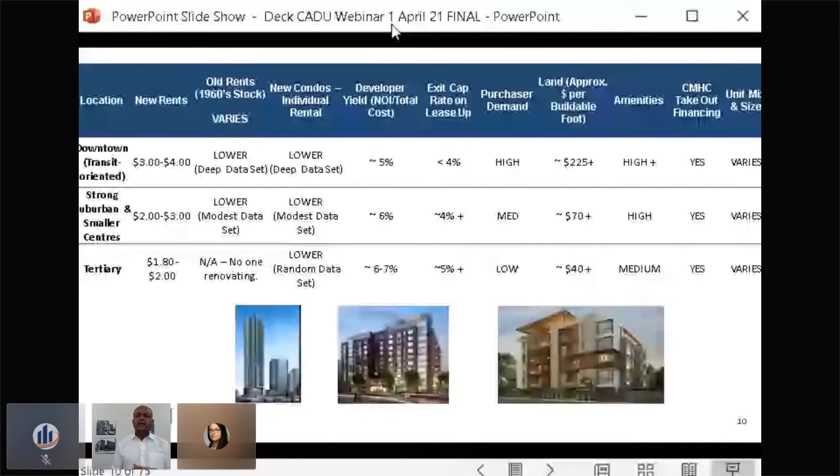Now, purchaser demand is high for the downtown product, medium for the suburban product, and lower for the tertiary markets. But your yields are higher, right? We covered land costs and the amenitization. We're going to talk about how you need high amenities in the downtown product, good amenities in suburban, and let's call it medium amenities in the tertiary markets. CMHC financing is available for everyone. And then we want to talk about unit size and unit mix, and it's going to vary significantly from what you build downtown to what you build in the suburbs to what you build in the smaller town.